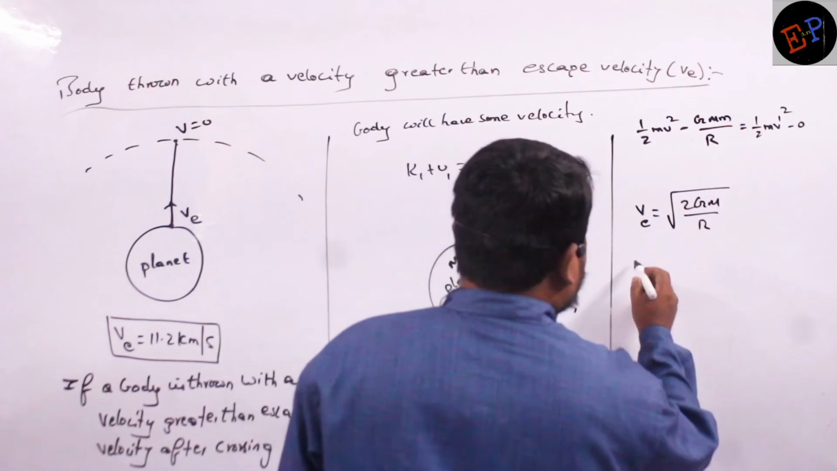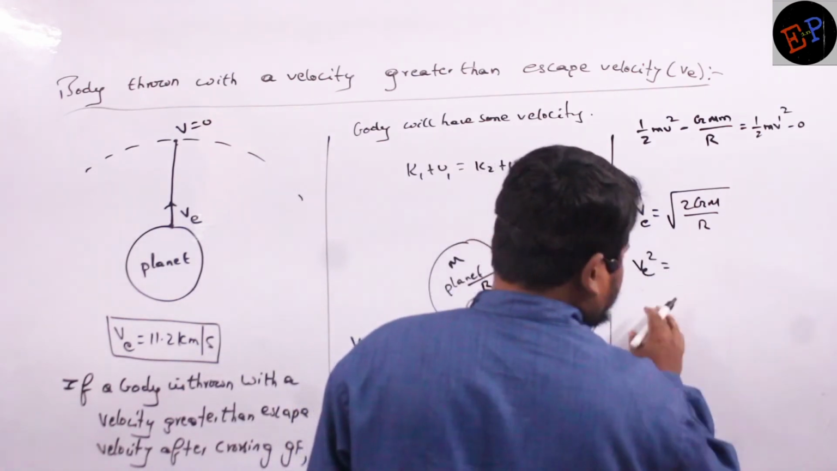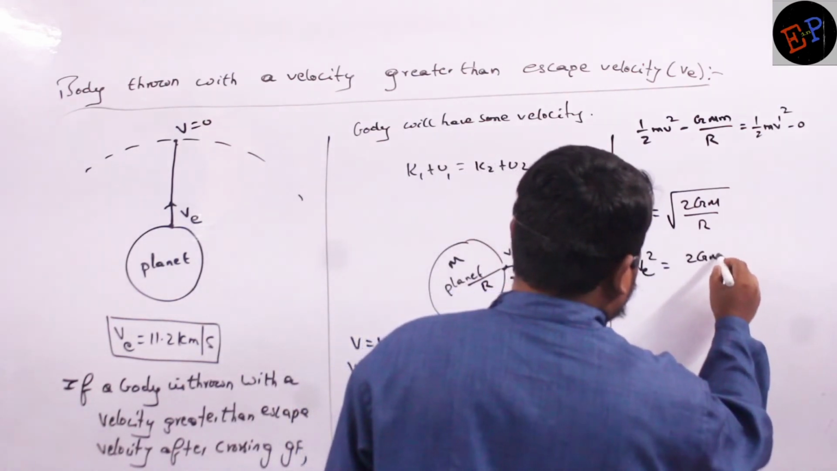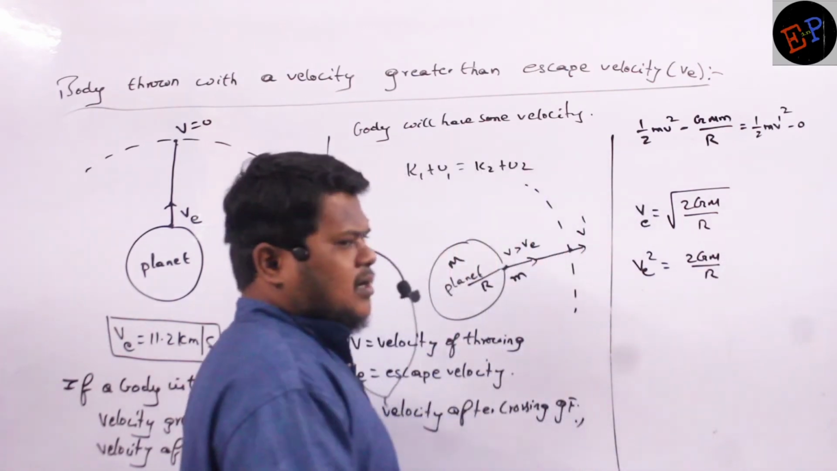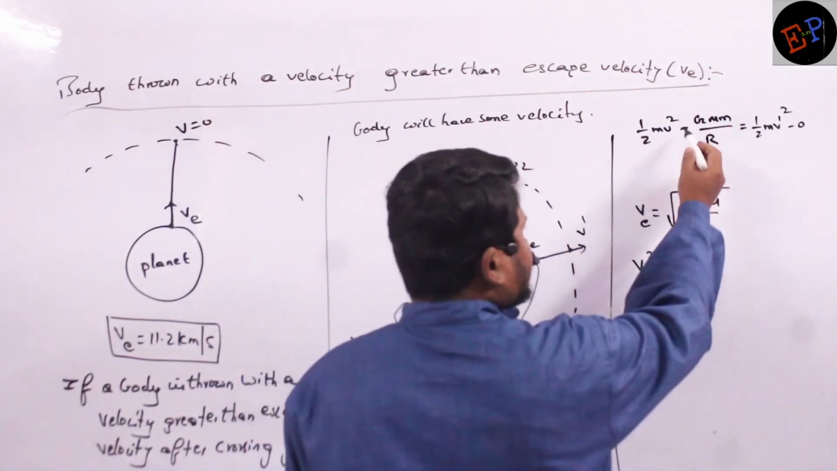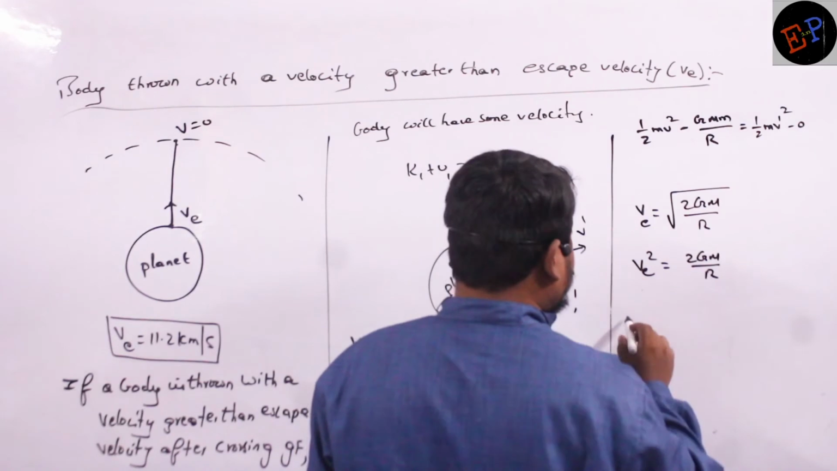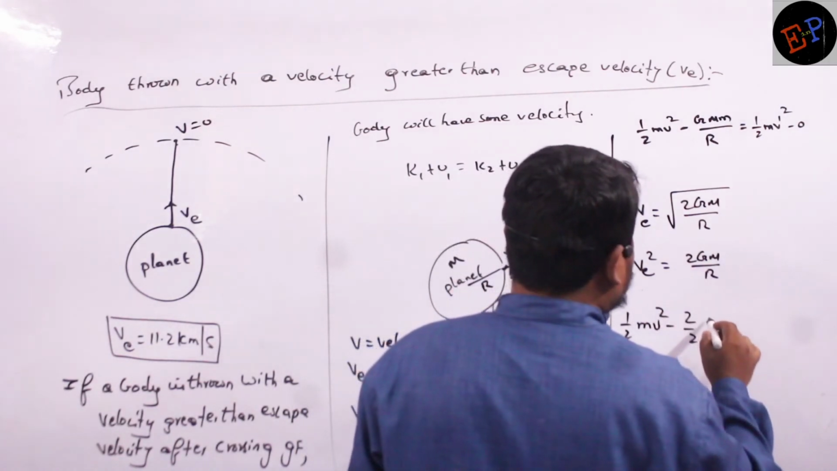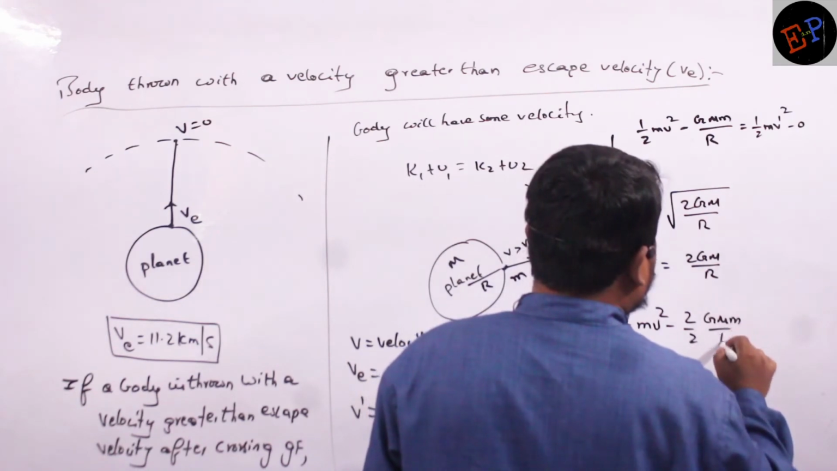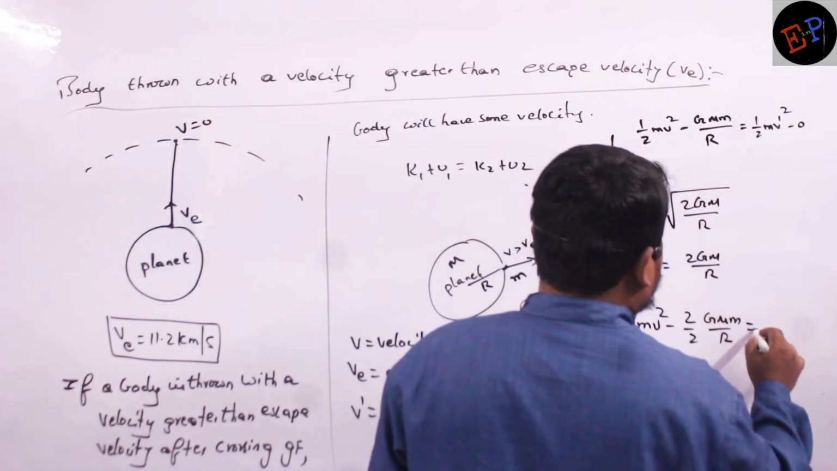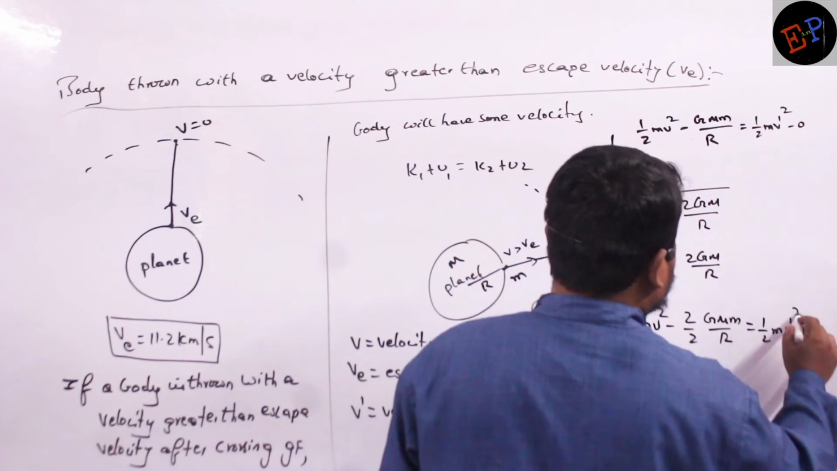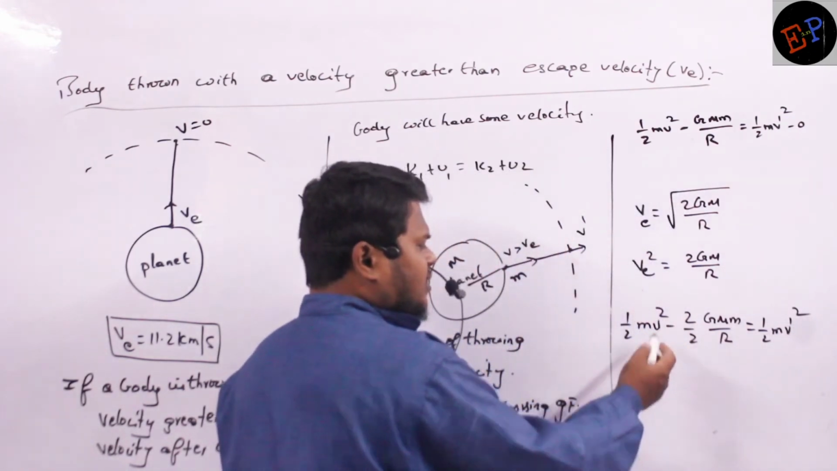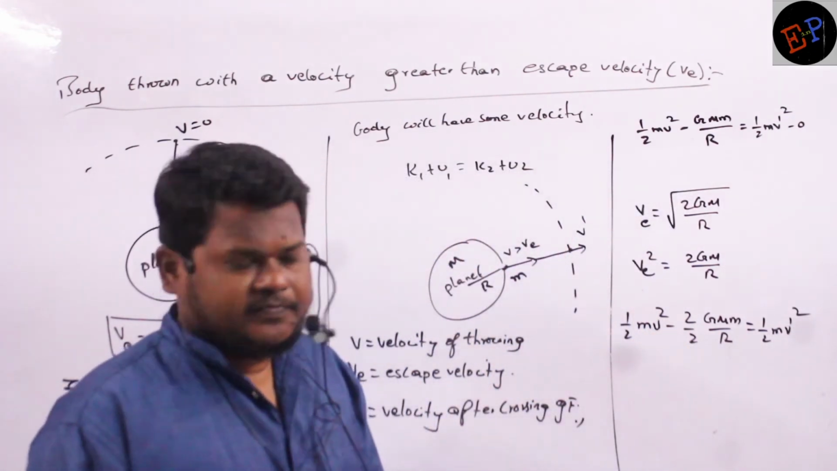So therefore VE square will be how much? VE square will be 2GM divided by r. But here I have only GM by r, no? So therefore what I will do? I will do one thing. I will multiply and divide by 2. So 2GMm divided by r is equal to half m v dash square. If I multiply and divide by 2, nothing will happen. There is no change.